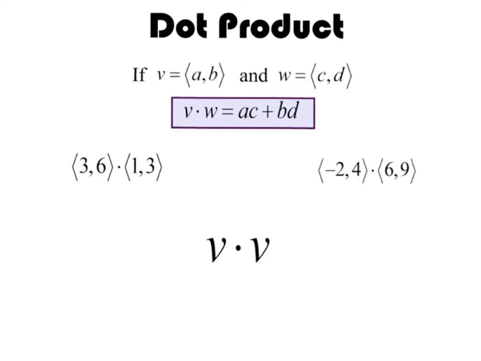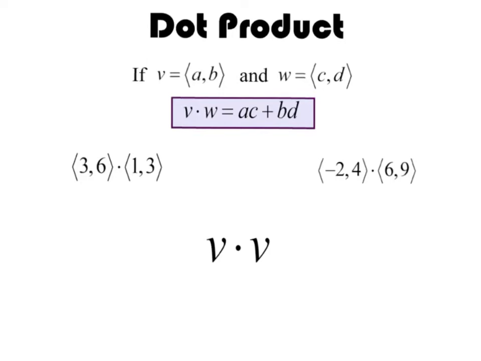So the dot product. You can see the formula for the dot product here. A vector with the components a, b and a vector with the components c, d. The dot product, symbolized by the dot between them, is given by multiplying the x components and the y components and then adding them. So it's a very simple calculation.